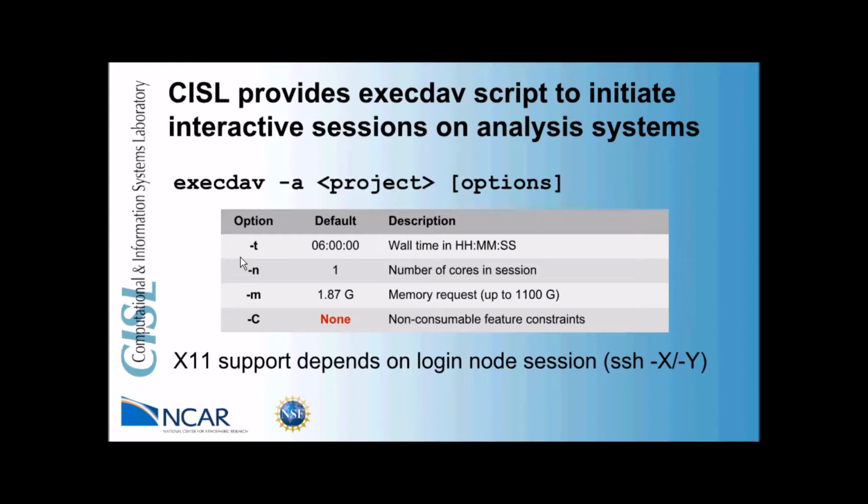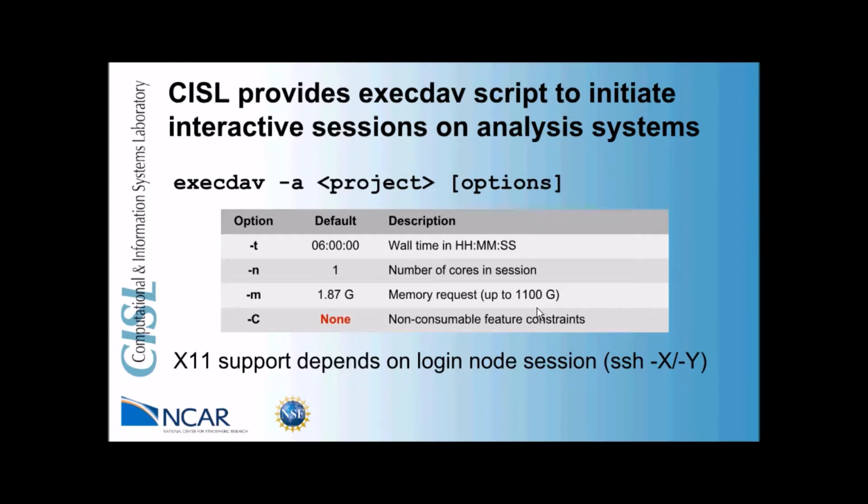And then there's a few other options. The ones I want to highlight: -t, you can give the time, just like in a batch script, in hours, minutes, seconds. -n for the number of cores or tasks in the session. -m to specify a memory request.